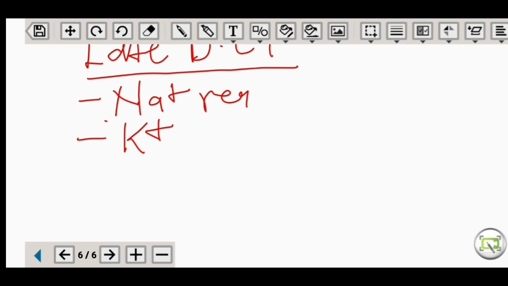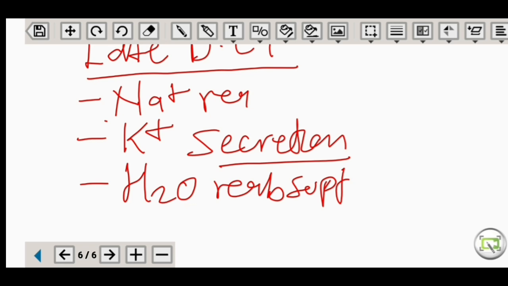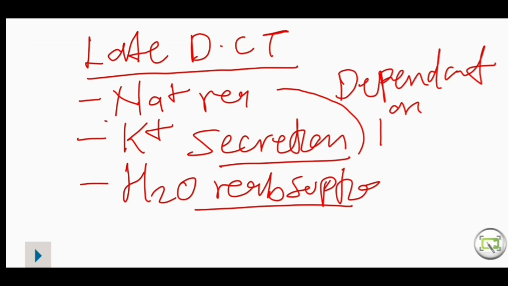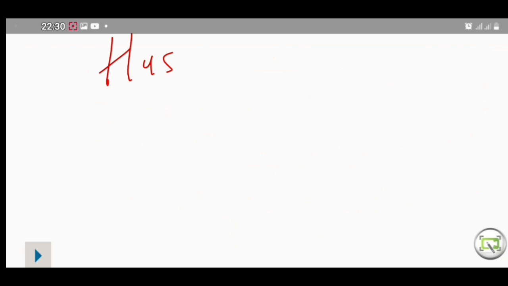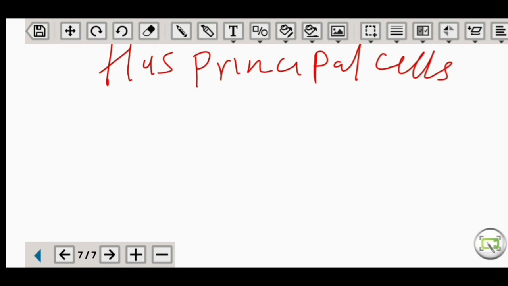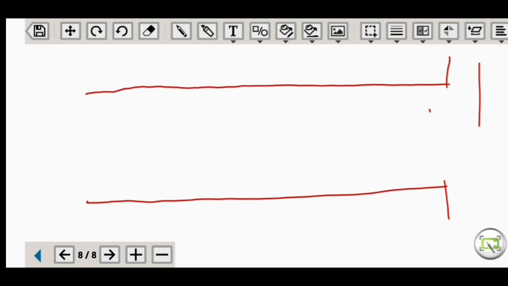We have sodium reabsorbed and potassium circulated out of the blood into the tubule, and water is reabsorbed here. So the late distal convoluted tubule is permeable to water. Sodium and potassium handling is also dependent on the sodium potassium pump. Remember, the sodium potassium pumps are located at the basolateral side of the tubule. The reabsorption of sodium in the late distal convoluted tubule occurs in the principal cells. So the principal cells are responsible for reabsorbing. Let us just draw the late distal convoluted tubule.